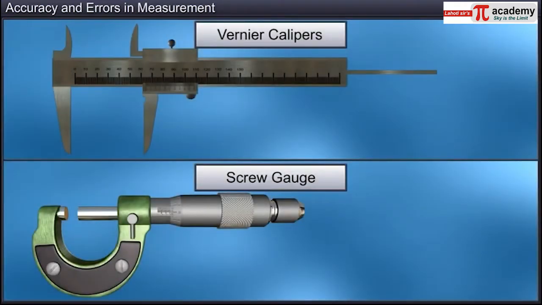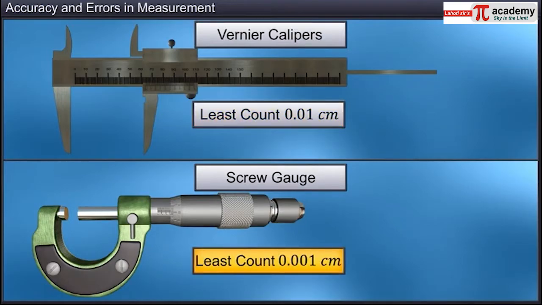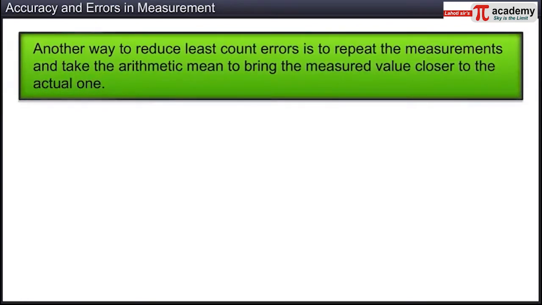In academic laboratories, the general equipment used to measure length is a vernier calipers and a screw gauge. The least count error in a vernier calipers is 0.01 centimeter and for a screw gauge is 0.001 centimeter. Least count error can be minimized or eliminated by using high precision instruments or improving experimental techniques. Another way to reduce such errors is to repeat the measurements and take the arithmetic mean to bring the measured value closer to the actual one.